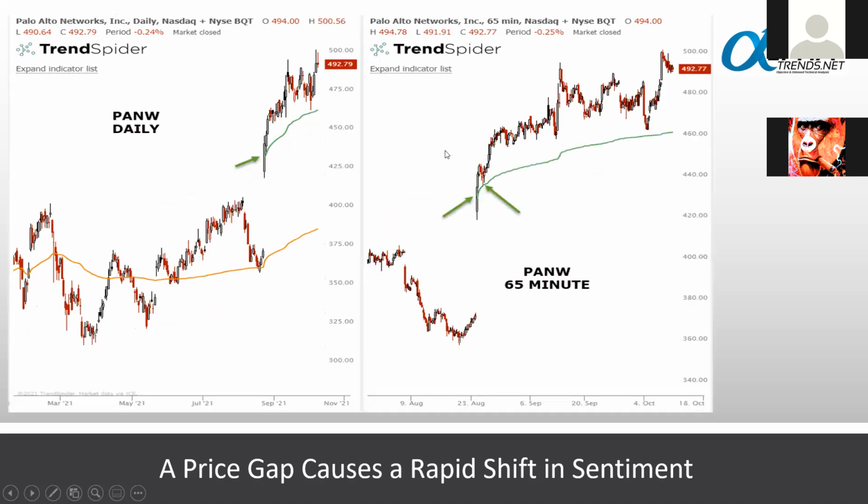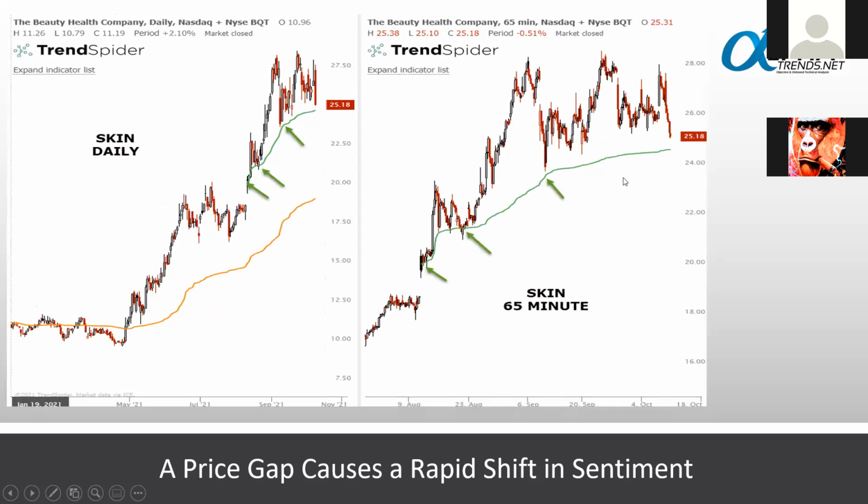Palo Alto Networks, same thing. The buyers took control on this big gap up, most likely due to earnings. It came down and the buyers still maintain control of this stock. Skin, health, beauty health, whatever it's called. Same thing. It gapped up, pulled back, tested that VWAP, tested it again.